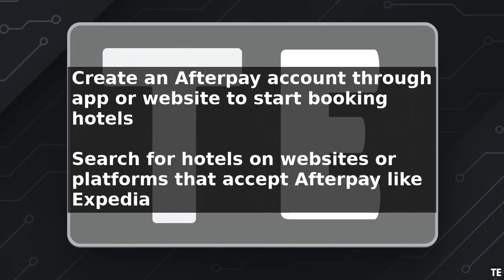First, search for your desired hotel and booking dates on a hotel website or a hotel booking platform that accepts Afterpay, such as Expedia or Booking.com. Once you have found your hotel, proceed to the payment section and select Afterpay as your payment method.